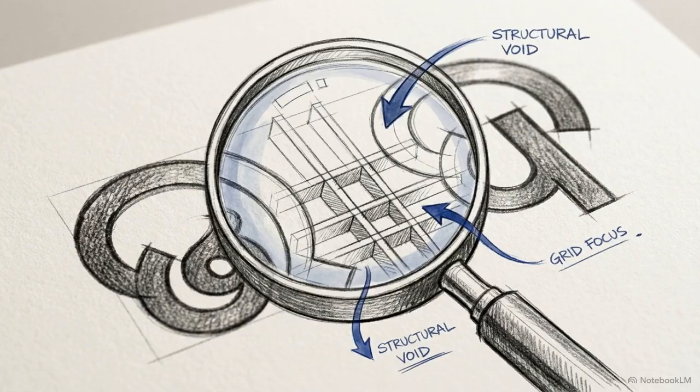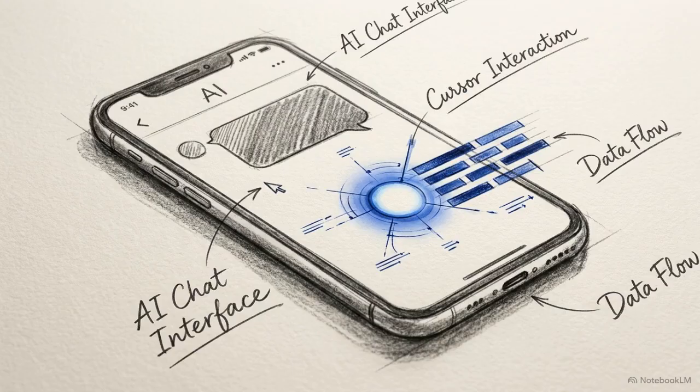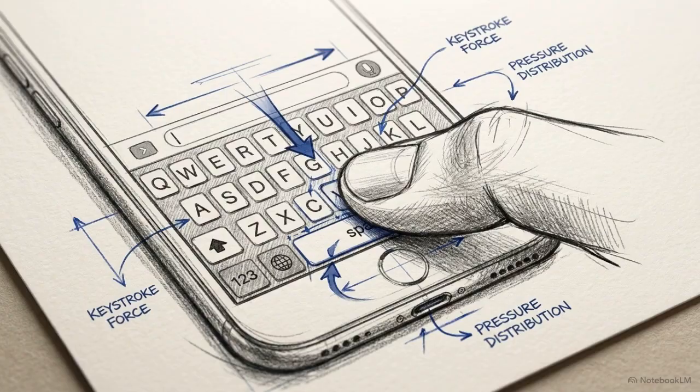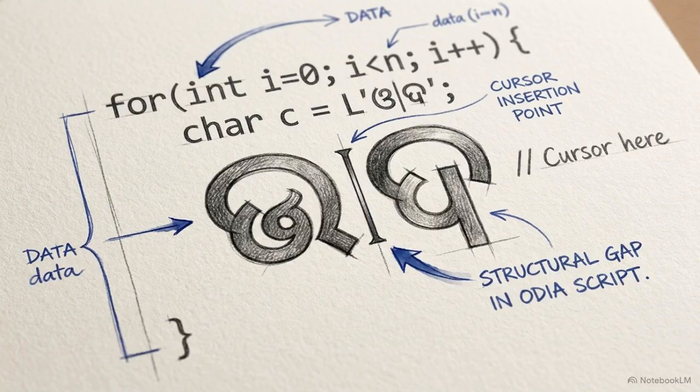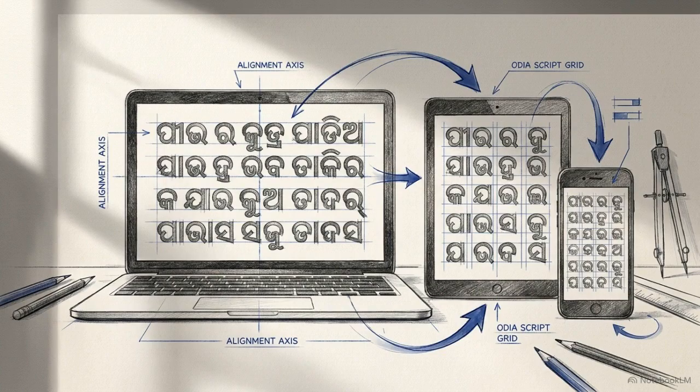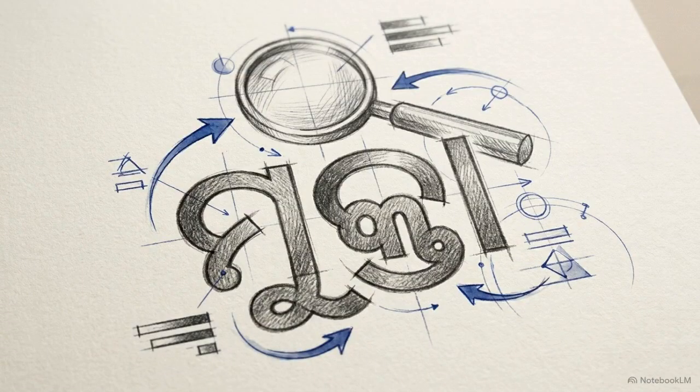In this video, we will walk through exactly how to insert this invisible character using AI assistants like ChatGPT, native computer keyboard shortcuts, and mobile devices. By understanding how to place this hidden Unicode command, you gain precise control over how your text renders on any screen. Let's look at the Odia word mukta to see exactly how this works in practice.